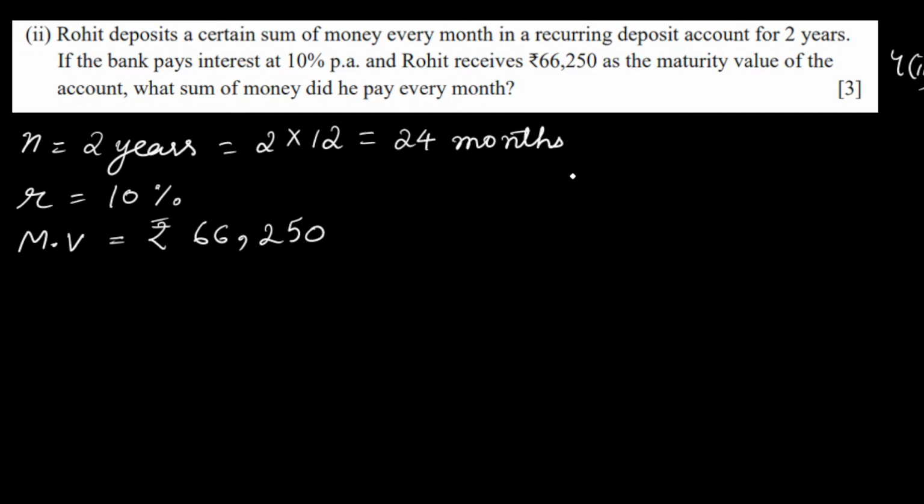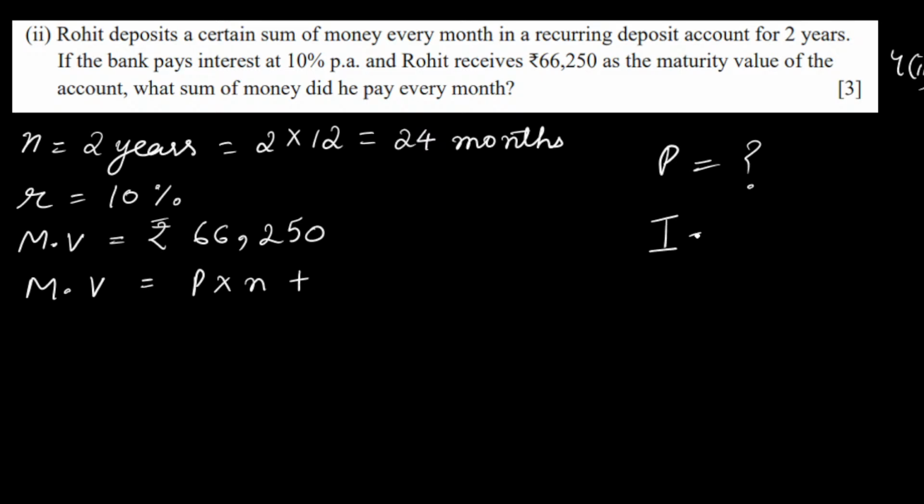So that means principal we have to find. What we have to find? We have to find principal. Now you can see time is given to us, R is given to us and MV is given to us. So since maturity value is given to us, we will make use of maturity value and we'll find the value of P. So maturity value's formula is P into n plus I.